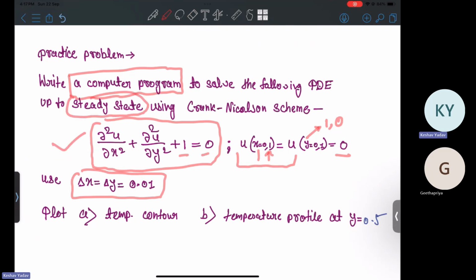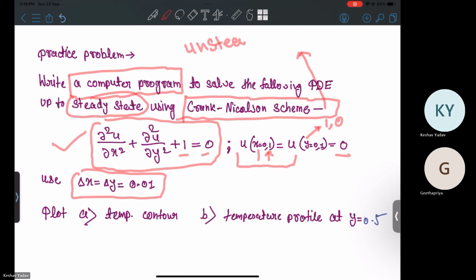This is a steady state problem because we do not see any time derivative here. But we want to solve this problem using the Crank-Nicolson scheme. This Crank-Nicolson scheme can be used for unsteady problems. So we will use the unsteady solver to solve a steady state problem.